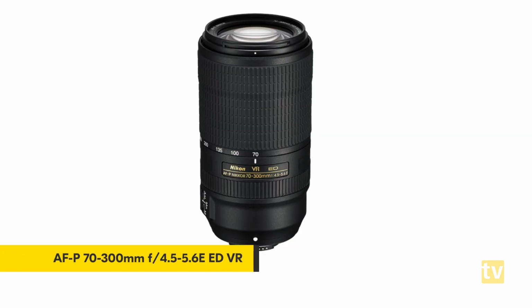Well, I'm going to start off with the AFP 70 to 300 VR lens. Now this is the new AFP version. We obviously do have a couple DX versions as well, and we also have a 50 to 250 Z that we've just announced. But the AFP 70 to 300, for me, the customer for that is whether they want something small and light.